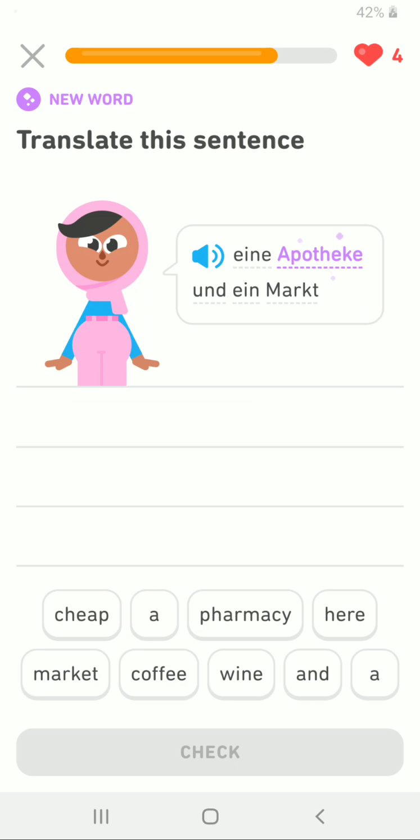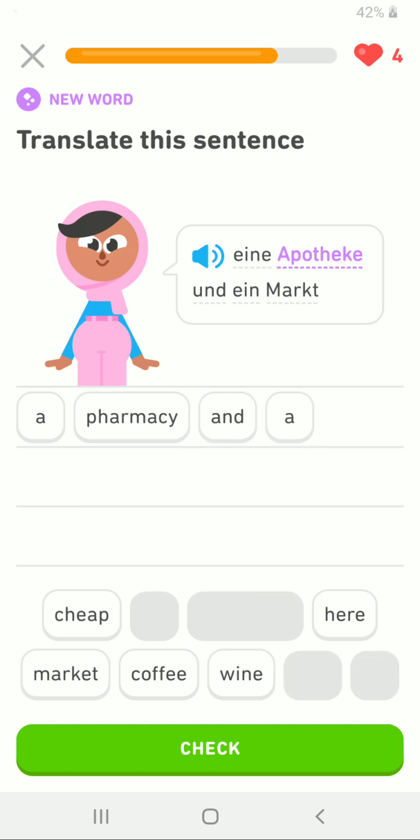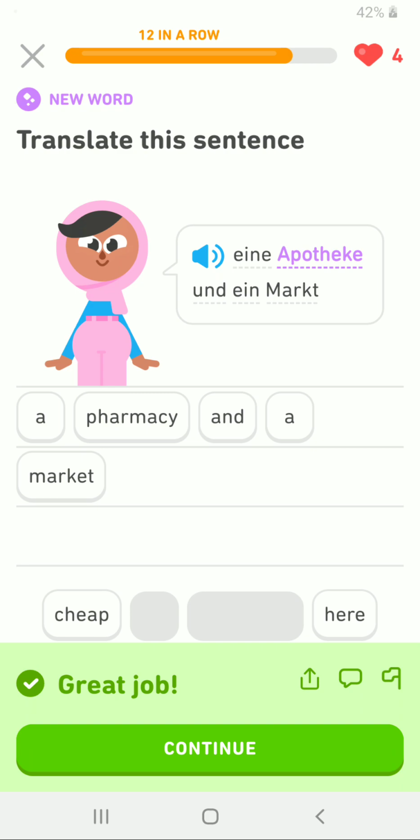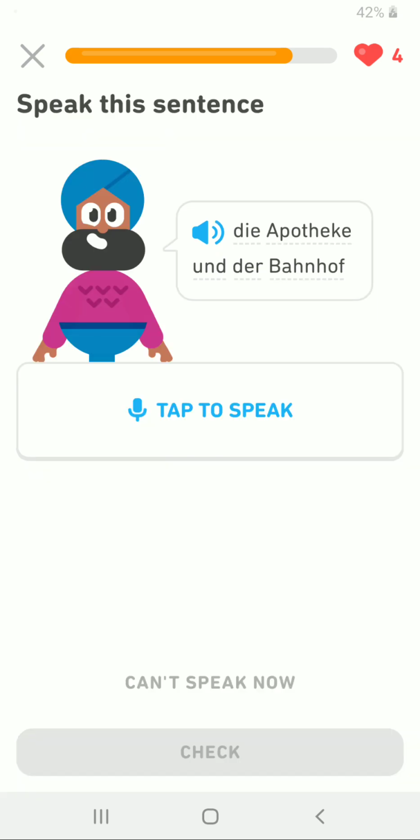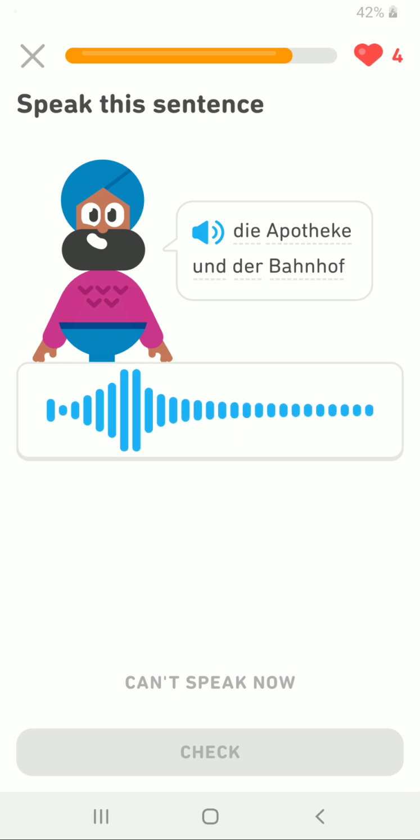Eine Apotheke und ein Markt. Eine Apotheke. Apotheke, of course, is a drugstore or a pharmacy. Und ein Markt. So, a pharmacy and a market. So, eine Apotheke. Apotheke is feminine. Ja. Die Apotheke und der Bahnhof.